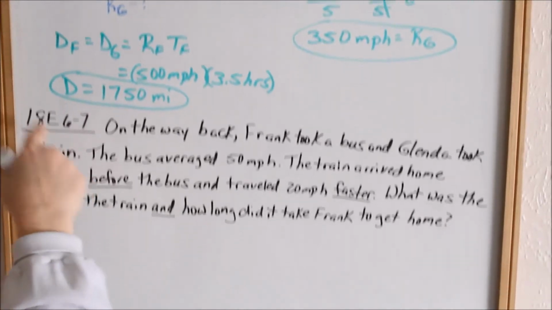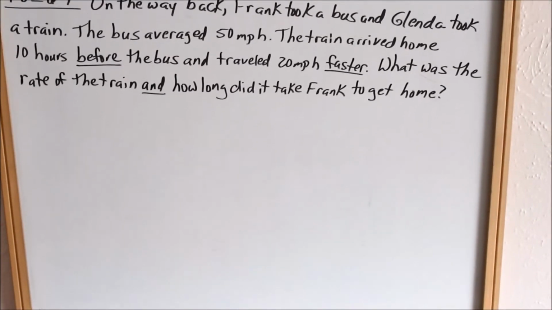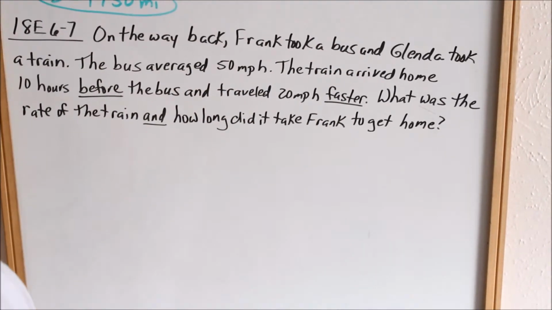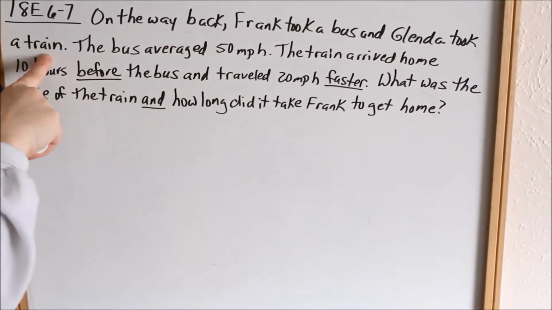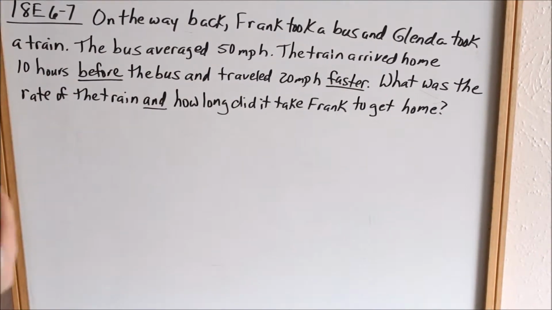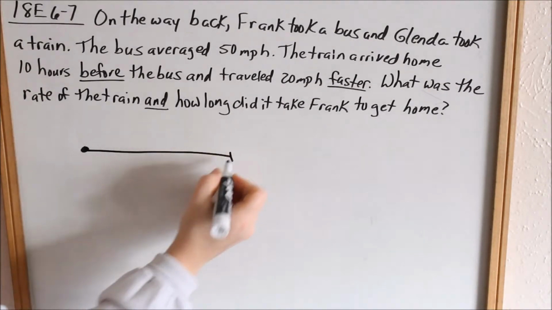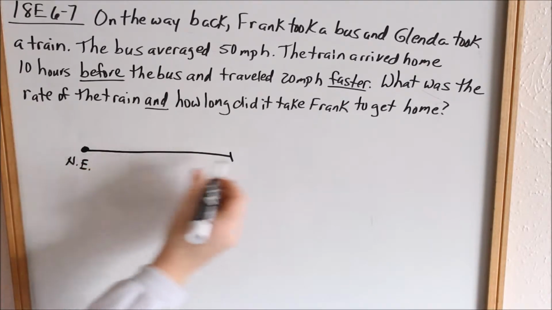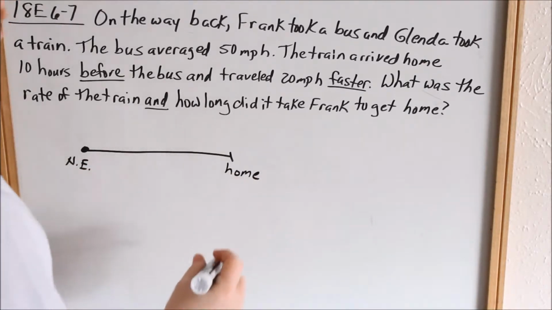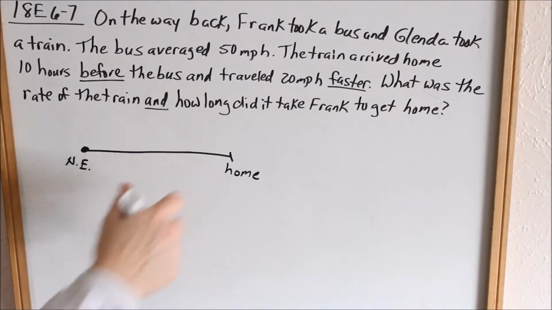Alright, now let's look at 18E. They're calling this number 6 and 7. So again, we have the same two people. So we're dealing with Frank and Glenda again. But now on the way back home, Frank took a bus and Glenda took a train. But they still went the same distance. They both left New England and then they went back home. So they just did it at different speeds and different times, but they did the same distance.